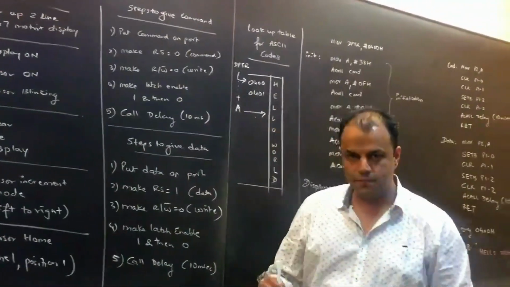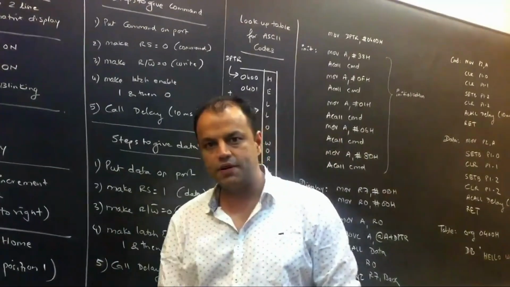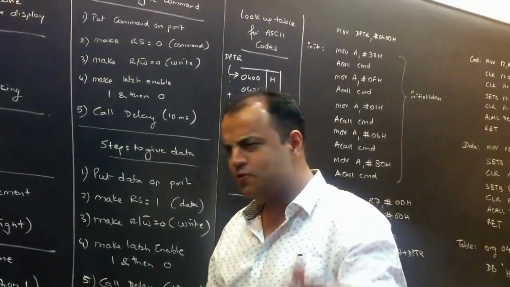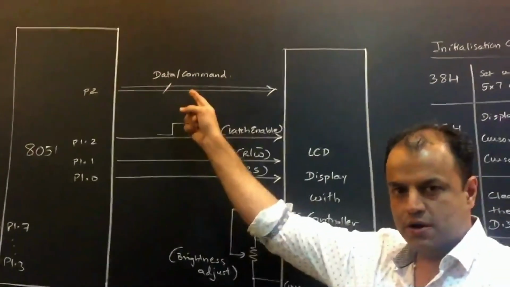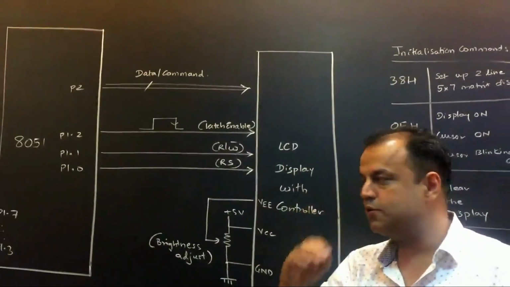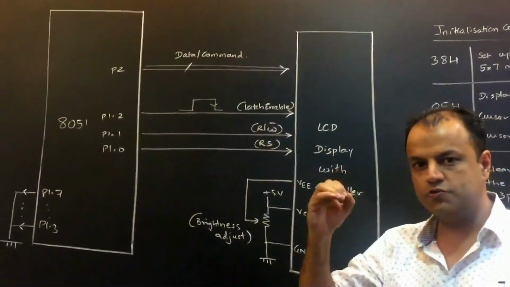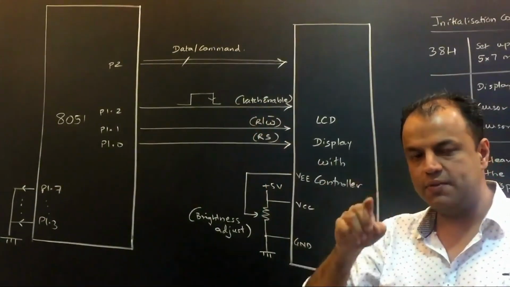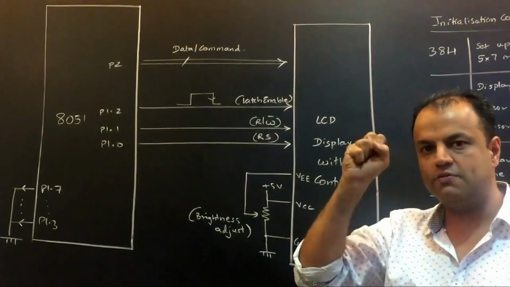Now, there is a procedure of giving a command and giving data. Both procedures are 90% the same. There's only one thing that changes. You already know it. Suppose you want to give a command. This is your procedure. Put the command on the port. Make register select 0 to indicate that you're giving a command. Make RW 0 to indicate that you want to write. Latch enable, make it 1 and then make it 0. By making it 1 and 0, the value is captured.